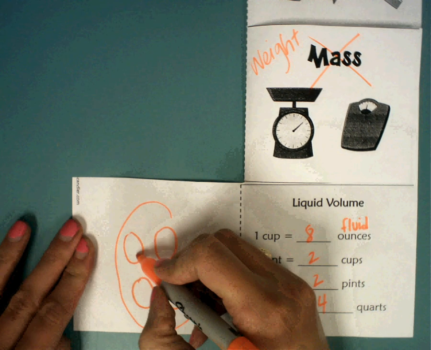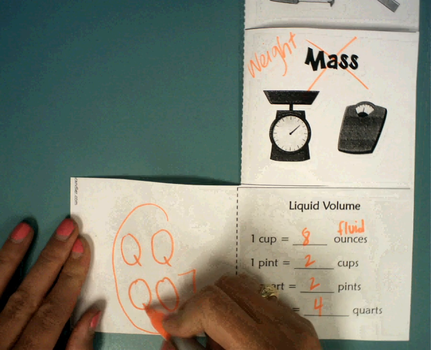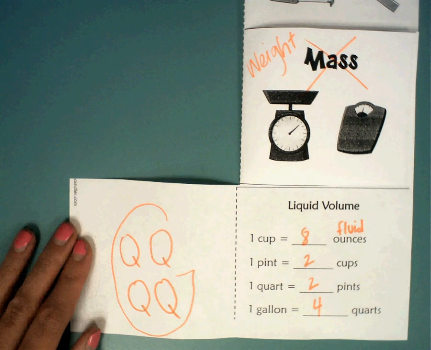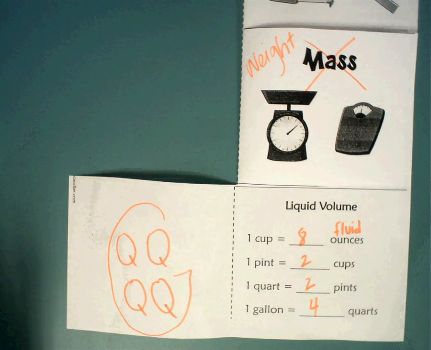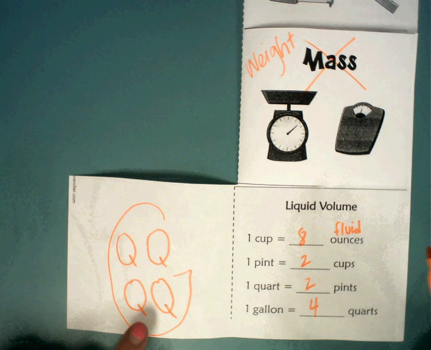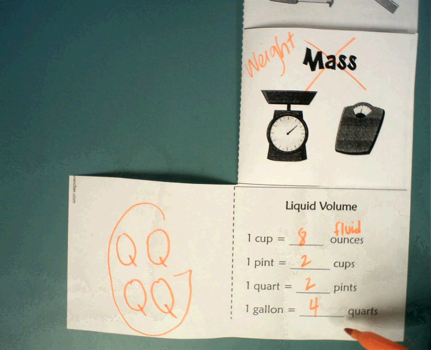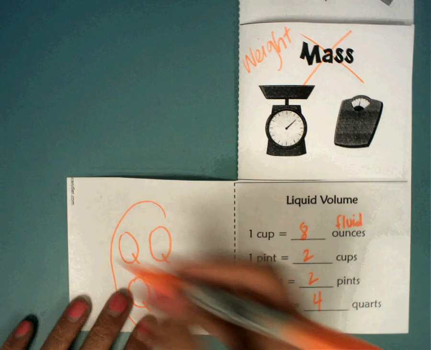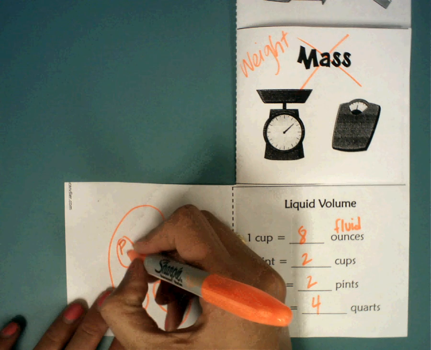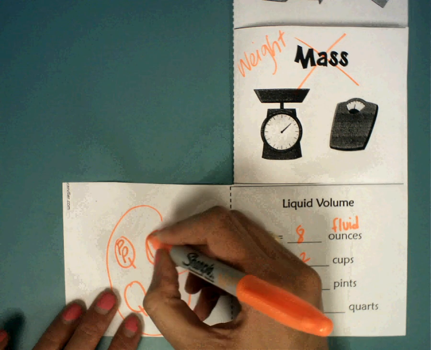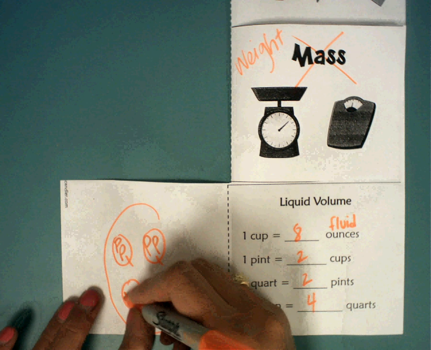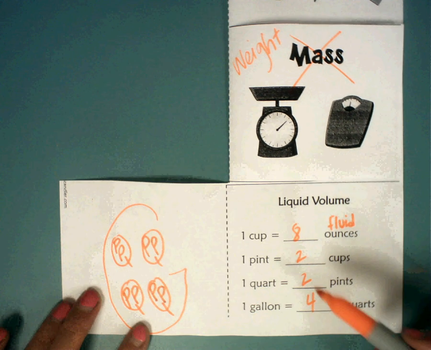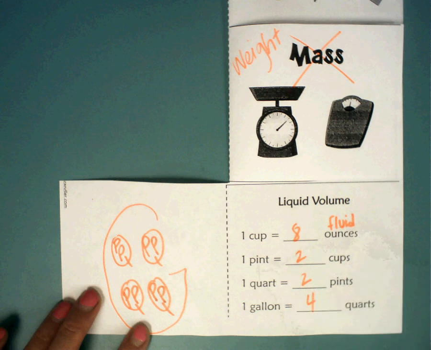Don't forget to add your pizza cutters, right? Your pizza servers, those little spatula things. So what do those become? Q's. So this tells me that I have 4 quarts in 1 gallon. Okay? And the only kind of pizza they have there is pepperoni. So I'm going to do 2 P's. Pepperoni, pepperoni. Okay? 2 pints in 1 quart.